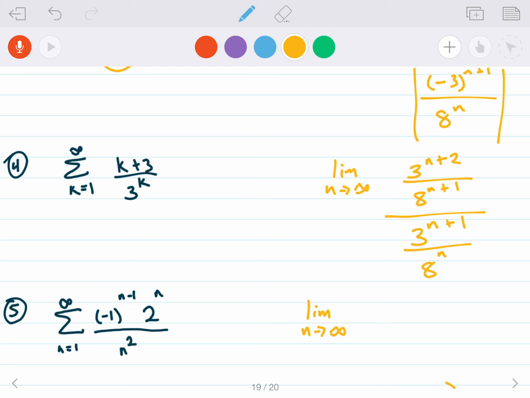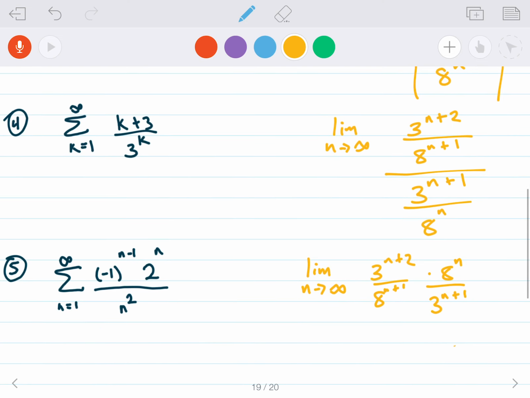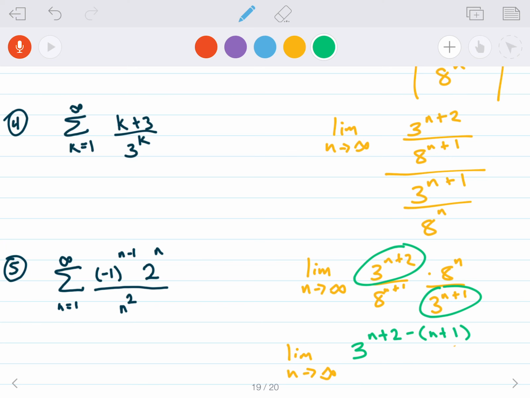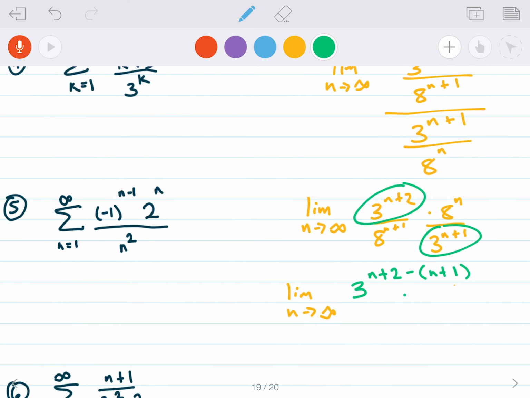We have the limit as n goes to infinity of 3 to the n plus 2 over 8 to the n plus 1, times 8 to the n over 3 to the n plus 1. Let's do some algebraic manipulation here. Remember, when I have the same base on top and bottom, I keep the base and subtract the exponents: n plus 2 minus n plus 1, being careful with those signs. For the 8, I do the same thing. Then I can clean this up a little bit.